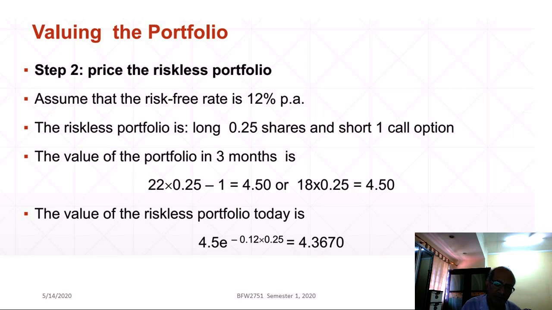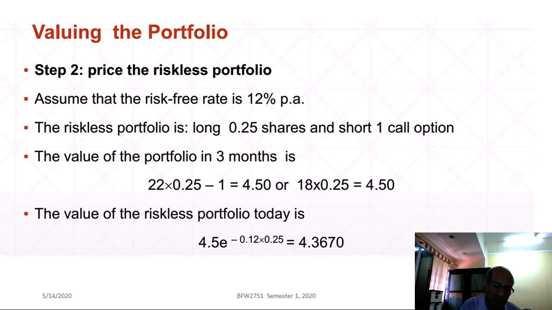So you see, we are already substituting the delta with the value which we found to be 0.25, and short one call option. The value of the portfolio in 3 months should be what? $22 up times 0.25 delta minus 1 should equal 4.5. Same here, 18 times 0.25 is also 4.50. It satisfies the parity here.